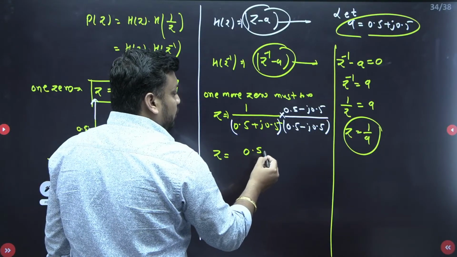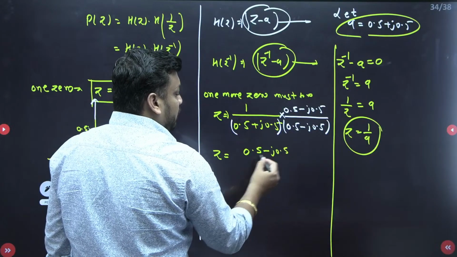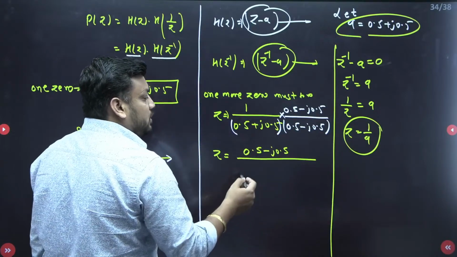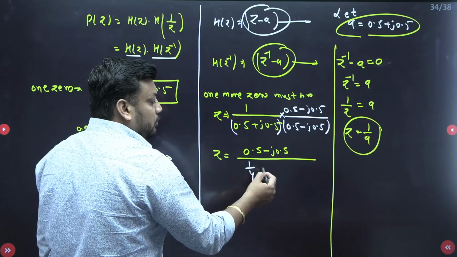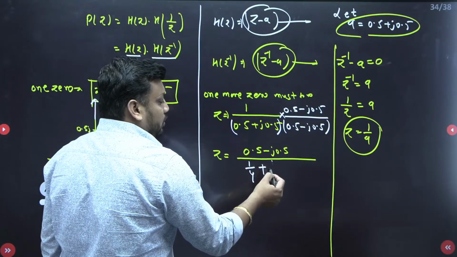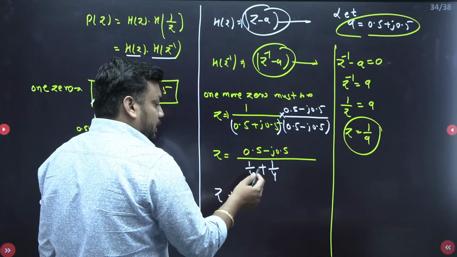In the numerator you will get 0.5 minus j 0.5 minus j 0.5 upon. You will get here a plus b, a minus b, that is a square minus b square. It means half whole square, which is 1 by 4, and minus j square, which is again minus minus plus, and half whole square is 1 by 4. So ultimately 1 by 4 will be half.